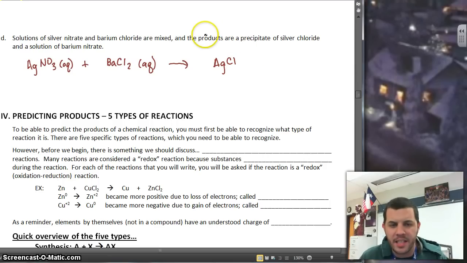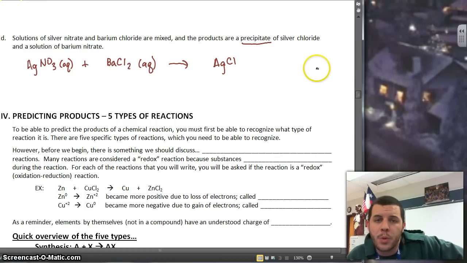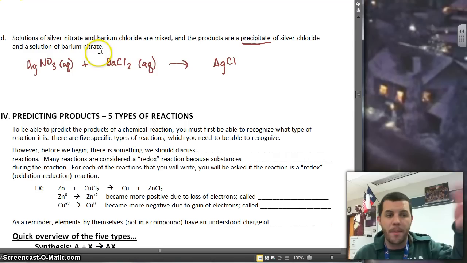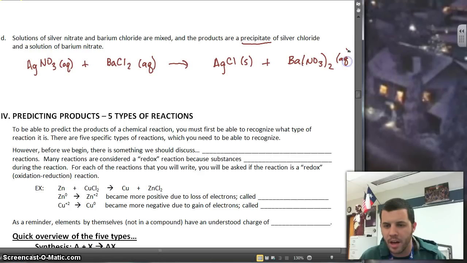Now, the state symbol for this, it says the products are a precipitate, okay? Remember way back from Unit 1, I think it was, a precipitate is when you have a solid that has been formed during a reaction, okay? So you got these two solutions that you mix together, and then boom, you get a solid, okay? That's what a precipitate is. So AgCl is a solid plus another solution, so that's going to be aq of barium nitrate. So that barium nitrate is Ba, barium's +2, nitrate's -1, so I've got to have 2 of these nitrates. Okay, says it's a solution, so I'm going to put my state symbol of aq.